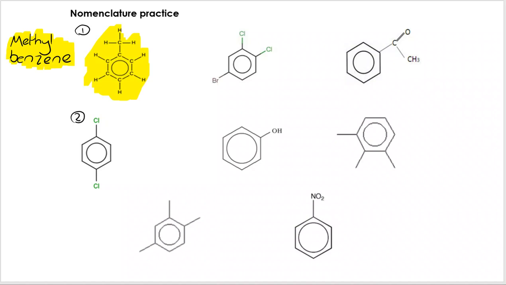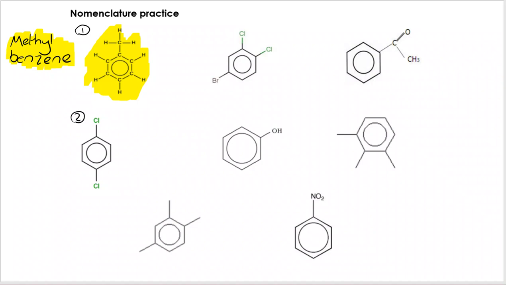So what we've got here is a benzene ring. We've got the circle in the middle that characterises it, and we have got a methyl group coming off it. Now, it doesn't matter where it comes off because there's only one of them. So the name for that one is methylbenzene. I've then numbered number 2 below. Have a go at naming that one.